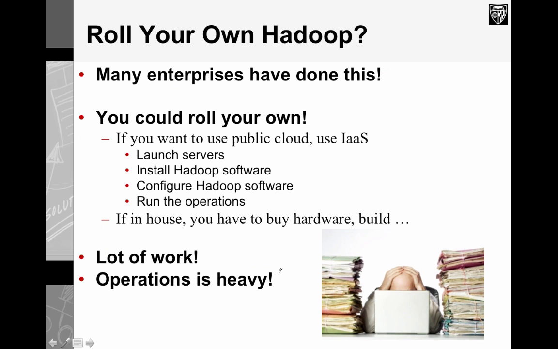Okay, so let's look at the roll your own Hadoop option. Many enterprises have actually done this. If you do this in the public cloud, you can use IaaS, which is infrastructure as a service. You can launch servers, you can install the Hadoop software, you can install the Apache open source Hadoop or Cloudera distribution for Hadoop or Hortonworks distribution for Hadoop or MapR, whatever you want. Configure the Hadoop software and run the operations.